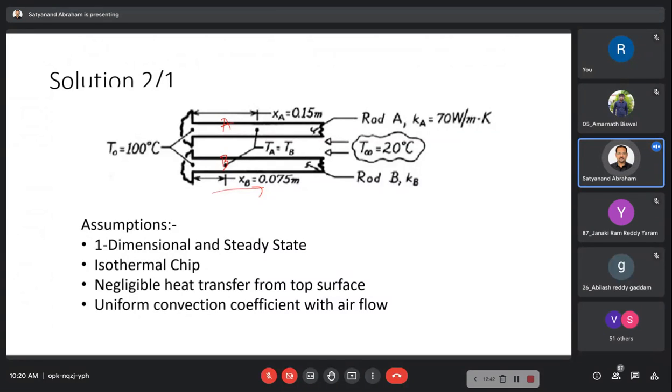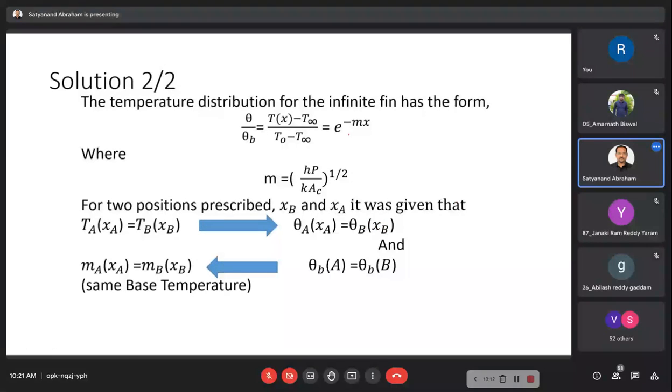So what we have written is that at x equal to 0.15, we have some temperature T, and the same T we will have for material B at 0.075. So now we know the base temperature. Theta b we know, and we know that it is an infinitely long cylinder, a long fin. Therefore, we can see the temperature variation for an infinitely long fin. It is given as e raised to minus mx.